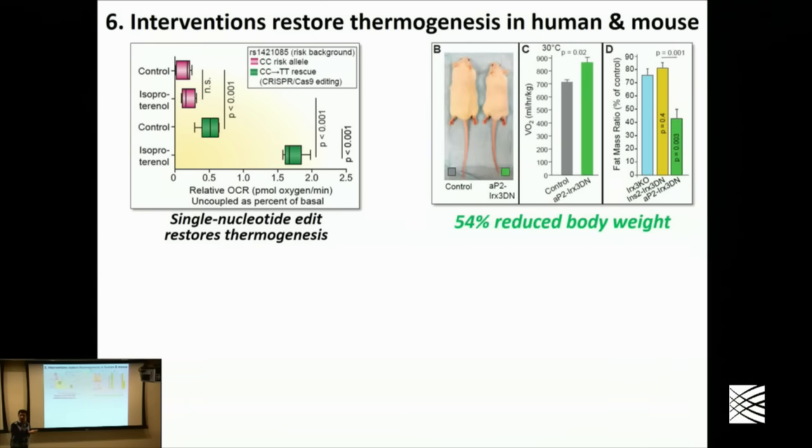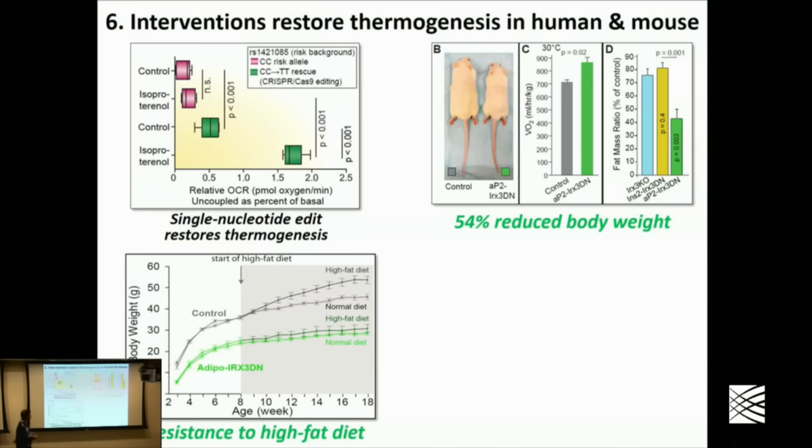Then we can basically say, well, what about the organismal phenotypes? Great, this has an effect at the cellular level. What about at the organismal level? So we can go in and change the expression of the downstream target gene, IRX3, by basically building a dominant negative construct that's expressed in the AP2 promoter, which is active in adipose tissue. And what we can see is that the mice actually lose 50% of their body weight simply by having this dominant negative form of IRX3. And even more remarkable, they start out leaner, but when you put them on a high-fat diet, the normal mice basically gain weight. The IRX3 dominant negative mice simply have no change in weight.